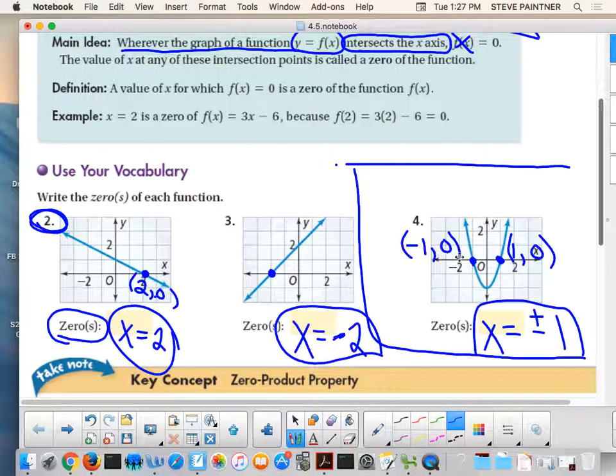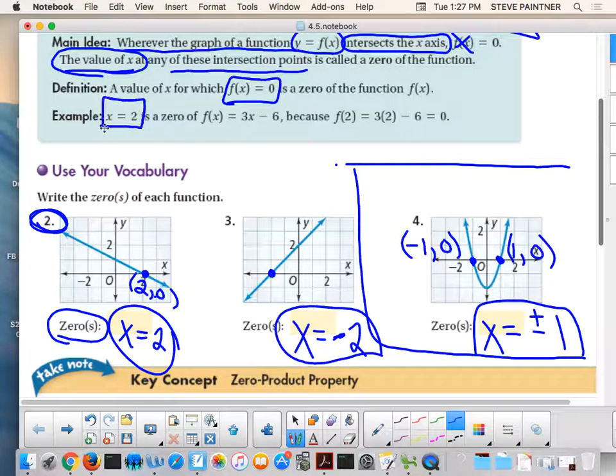If you read the rest of this, it says the value of x at any of these intersection points is called the zero. So when you say what's the zero, you have to tell me the value of x. A quick definition: a value of x for which f of x is equal to 0 is a zero of the function. If you call this your zero, x equals 2, then what you're saying is, if you stick 2 into your function, f of 2, you better get out 0. And here's the function back here.